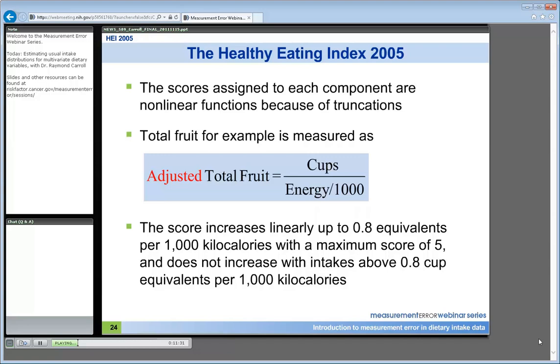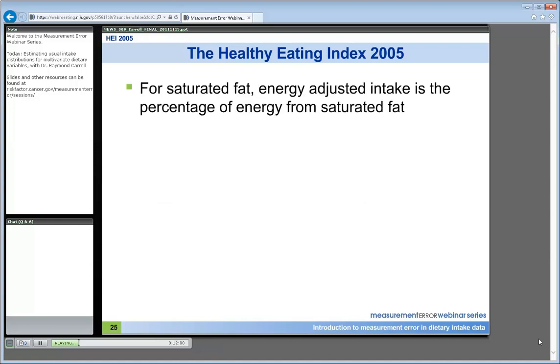So that's the adjusted total fruit, and then the score increases linearly up to 0.8 equivalents per 1,000 calories, or 1 kilocalorie, with a maximum score of 5. And it's not linear because it's nice and linear up to 0.8 cup equivalents, but after that, it's flat. The score stays at 5. So it has a little change point as it goes along. And all the components are like this in the HEI.